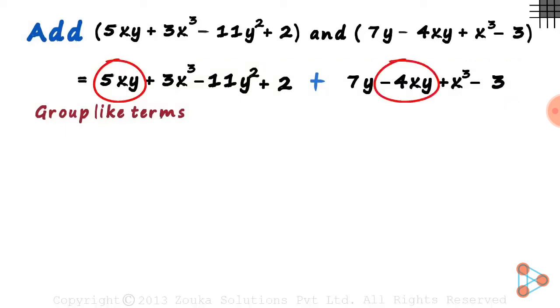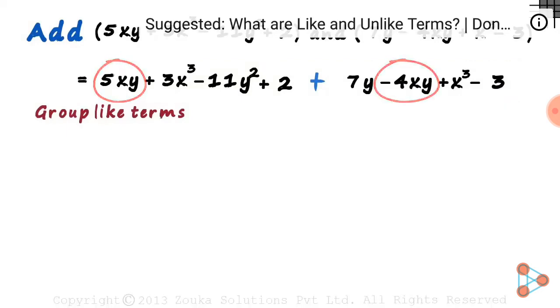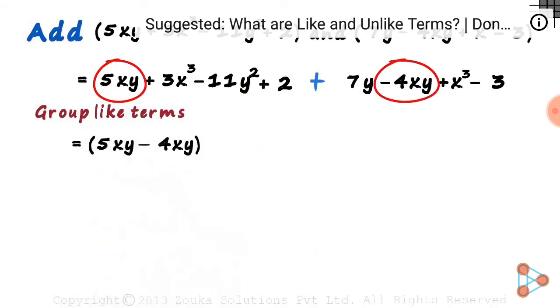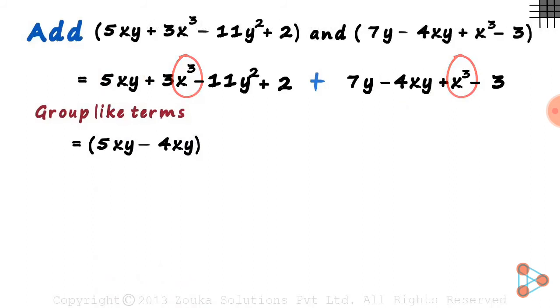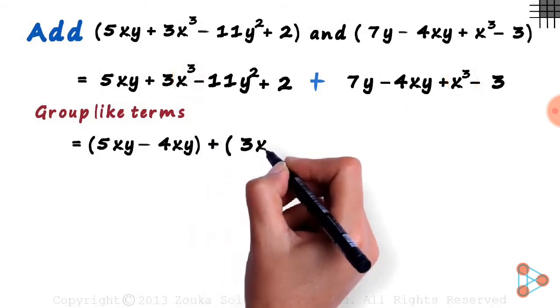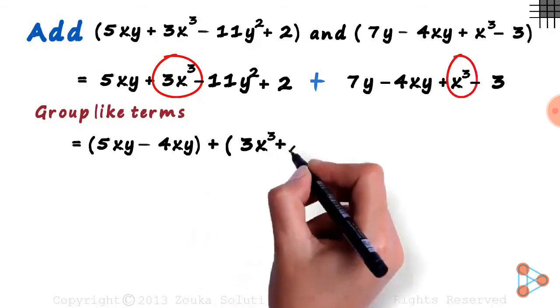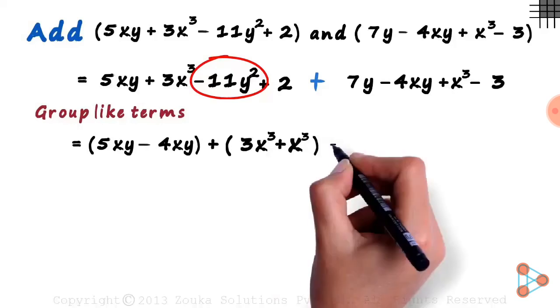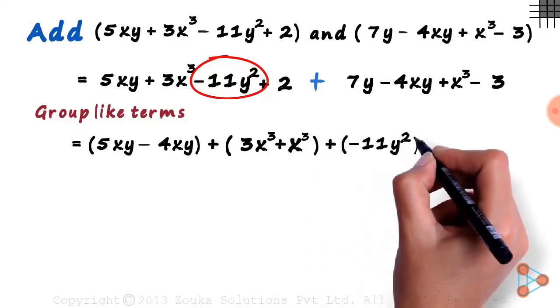5xy and minus 4xy are like terms. The first group will be 5xy minus 4xy. There are two terms with x cubed as the variable part. The next group will be 3x cubed plus x cubed. The third term is minus 11y squared. There is no other term which has y squared as the variable. So we write minus 11y squared as is.